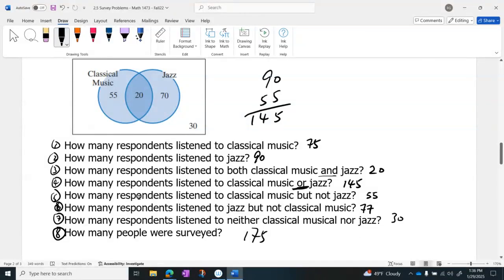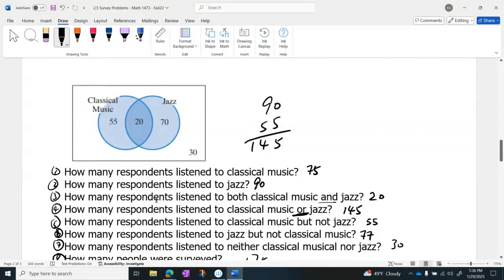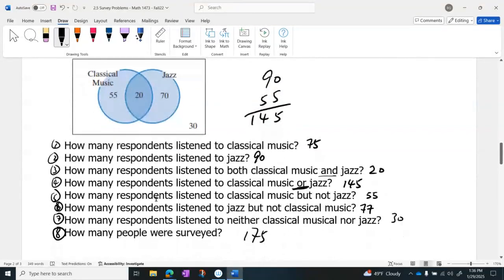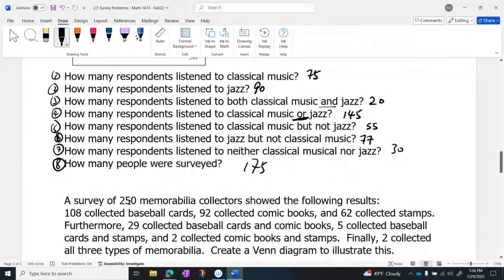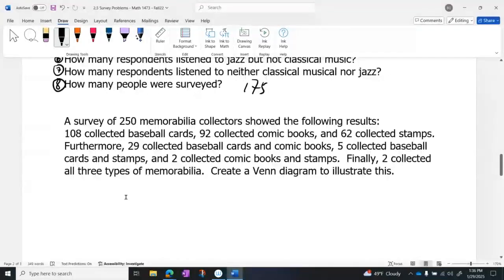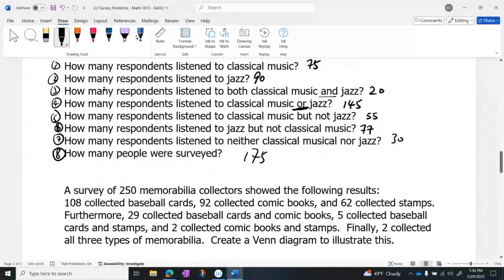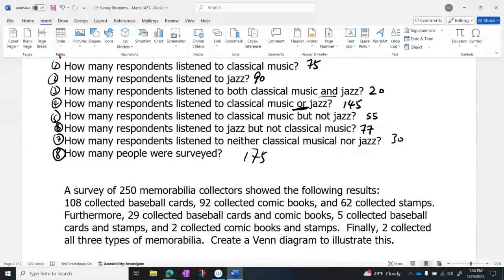All right. So I think we understand how to read the information from a Venn diagram. But sometimes, let's say you do your own research, and you have to come up with your own Venn diagram. How do you do that? Let's look at the next problem. I'm going to put a page break here. Okay.